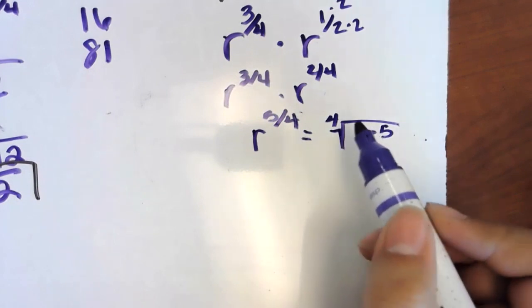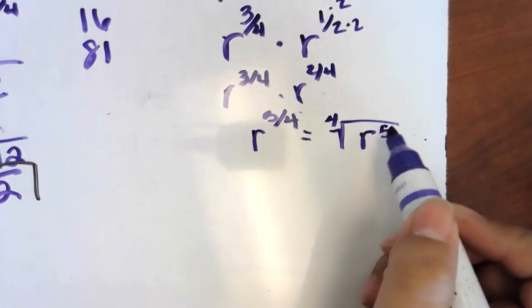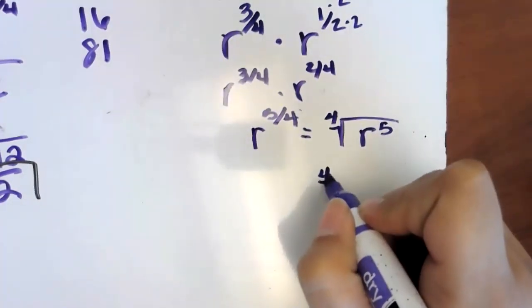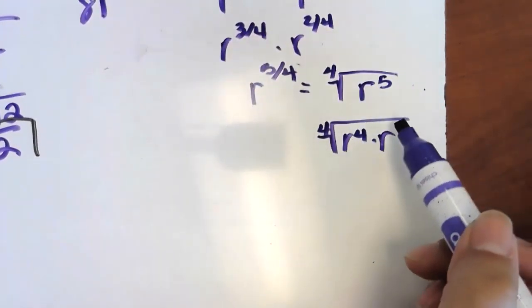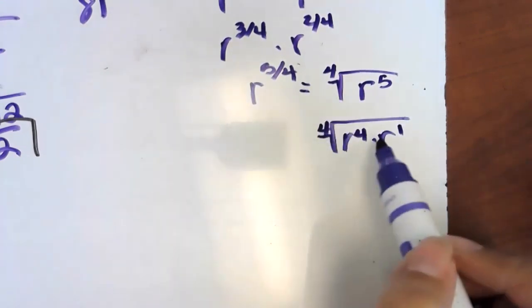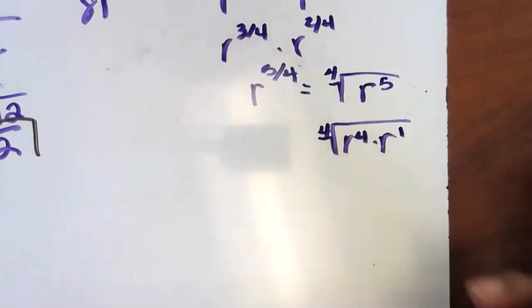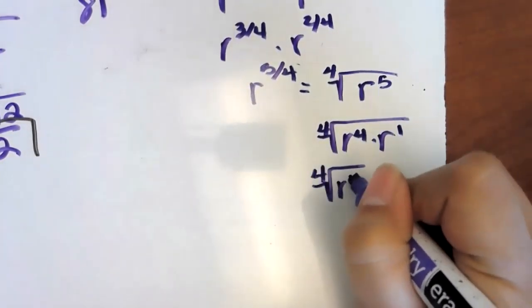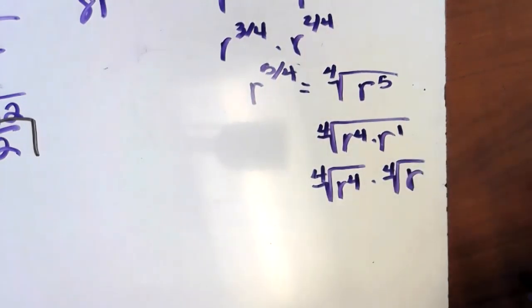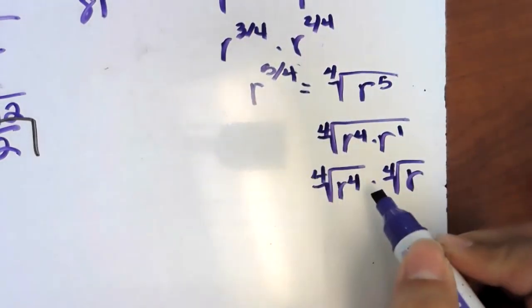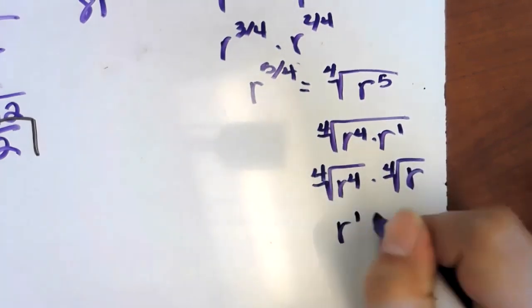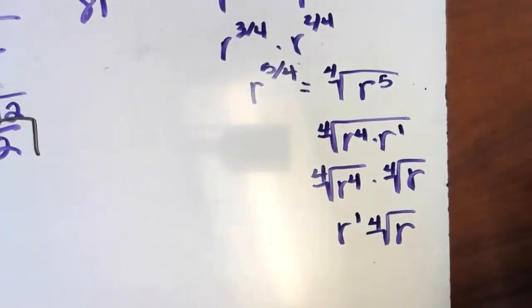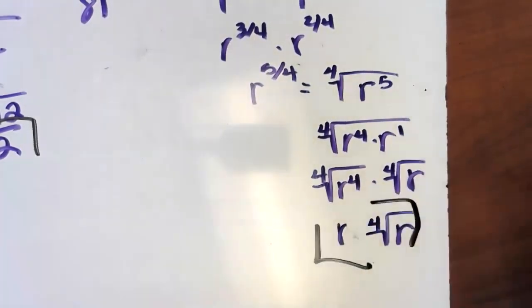In this case, it is not, but r to the 5th can be broken down into r to the 4th times r to the 1, because 4 is less than 5. And from here, you go fourth root of r to the 4th times the fourth root of r. And remember, when you take the root of a variable with an exponent, you just divide. 4 divided by 4 is 1. Fourth root of r stays the same. And you don't have to write the 1. You could just leave it as r. And then this would be your answer.